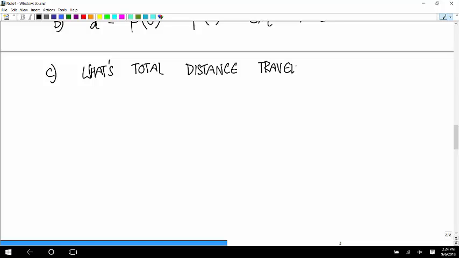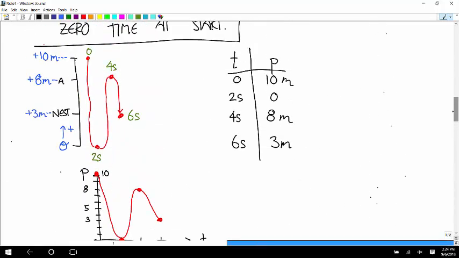So the total distance traveled from time equals 0 to 6 seconds. I think the easiest way to do that is to go back to this picture of the path that the person traveled. And each leg has a distance. But with distance, it's always positive, so we're just going to add those up. We're not going to worry about direction at all.